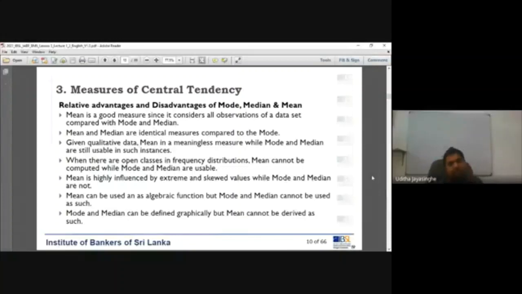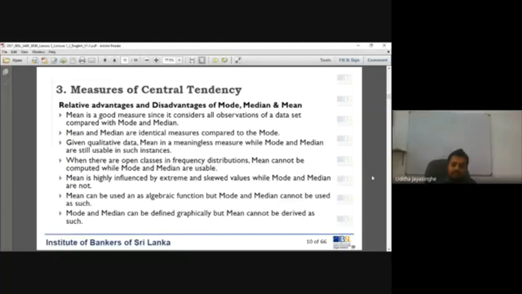So these are some relative advantages and disadvantages of mode, median, and mean. Now this is the level of expected proficiency that we are expecting from you students at this point. Not to give some 10 numbers and ask to calculate mode, median, and mean. Okay. Let's look at them one by one.